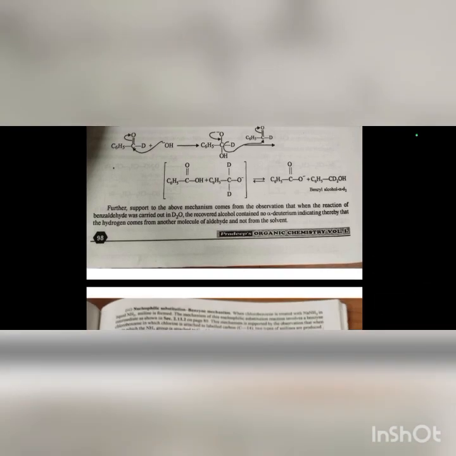Thus, there is the transfer of deuterium from the carbonyl group of one molecule to the other, and during this transfer, deuterium never gets detached. A possible mechanism consistent with the above observation can be visualized. Further support to the above mechanism comes from the observation that when the reaction of the benzaldehyde was carried out in D2O, the recovered alcohol contained no alpha deuterium, indicating thereby that the hydrogens come from another molecule of aldehyde, not from the solvent. Our fourth type is isotope effects.